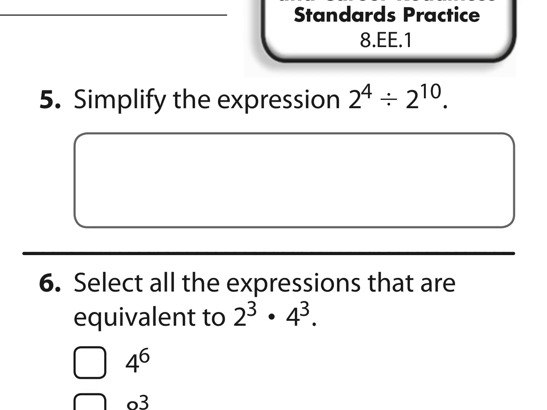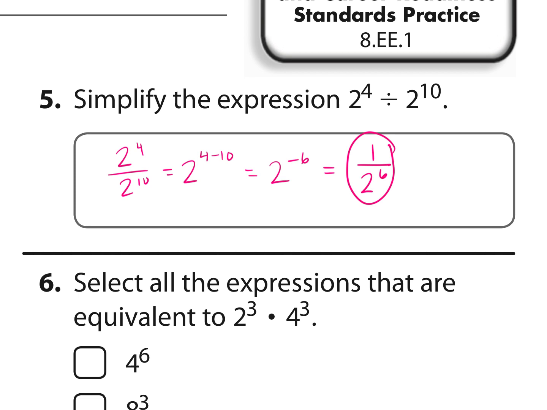Number 5, we're simplifying this expression. We're dividing like bases. So we have 2 to the 4th divided by 2 to the 10th power. So we're going to keep our base 2 and subtract the exponents to give us 2 to the negative 6th power. But we don't want to leave a negative exponent as part of our answer, so we're going to rewrite it as 1 over 2 to the positive 6th power. Remembering that when we have a negative exponent, we can just cross that base across the fraction line and it will become a positive exponent.